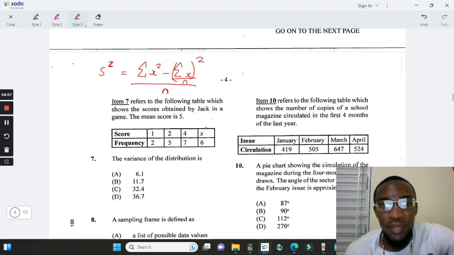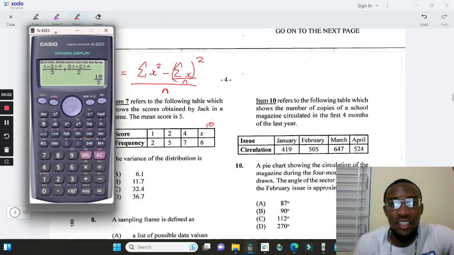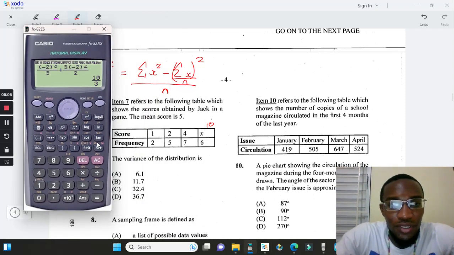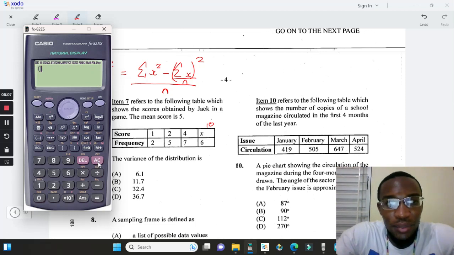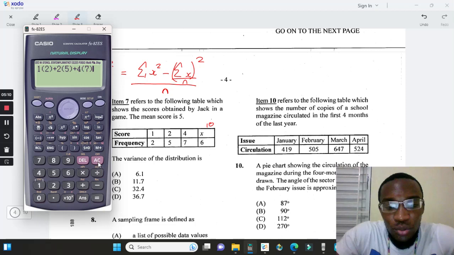From the last past paper, I think x was 10. That was what gave us a mean of 5, but we can check it and see. This came on the past paper we did, the 2020. 1 times 2 plus 2 times 5 plus 4 times 7 plus 10 times 6, and then we divide it by the total frequency, which is 20. Yes, we get 5. So x is 10.